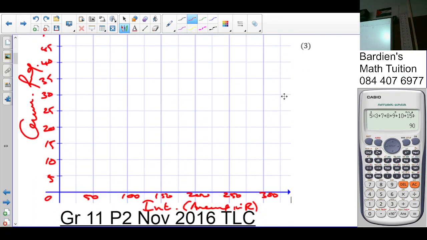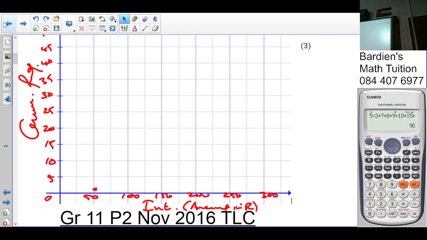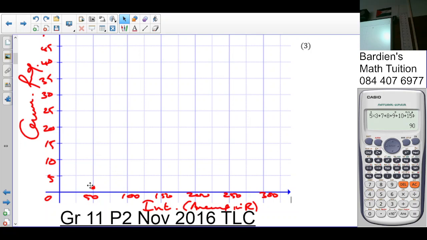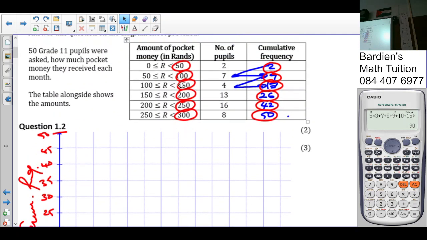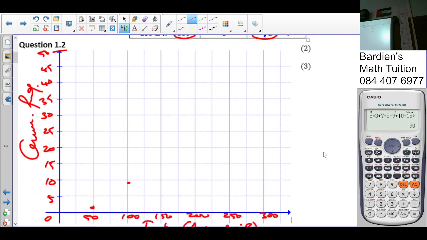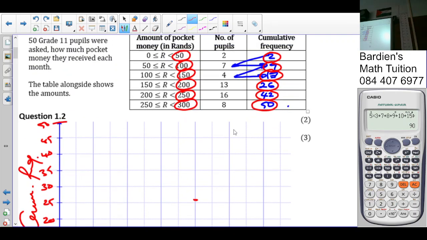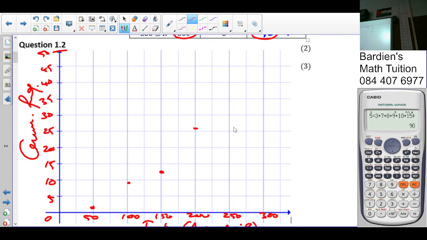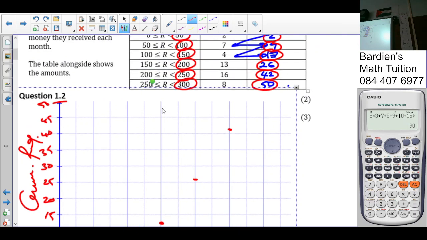So you got 50 and 2, just a bit higher than that there. So that looks like 1. The board is not allowing me to draw accurately. So it's 100 and 9, so 9 is just below 10. Then we have 150 and 13, approximately there. Then we have 200 and 26. Then we have 250 and 42, and then the last one is 300 and 50.